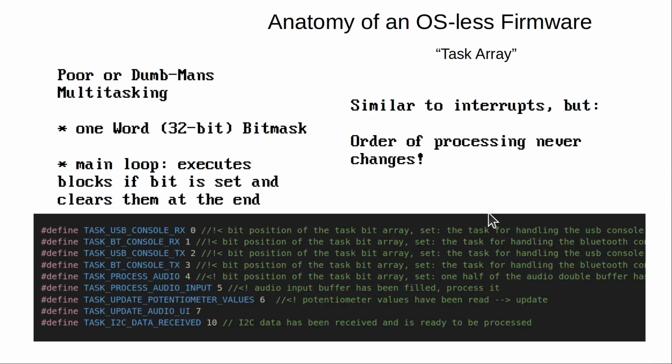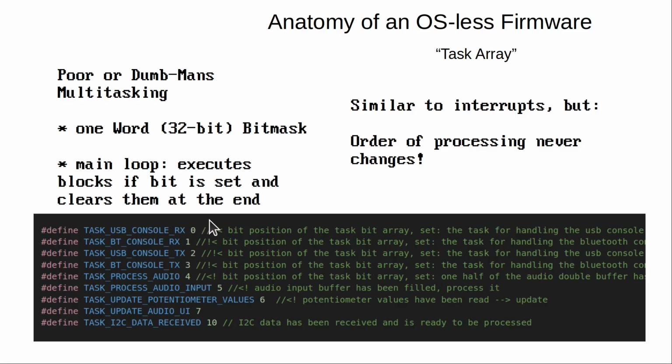Let's talk about the task array. This is kind of a poor or dumb man's multitasking. Generally, within interrupt routines, a data bit is set indicating non-time critical tasks can be done in the main loop. Each bit stands for one task. Of 32 possible entries, only around 5 are used. The task array has been taken from other projects of mine, that's why some unused entries such as the task of reception or transmission of UART data over Bluetooth exist.